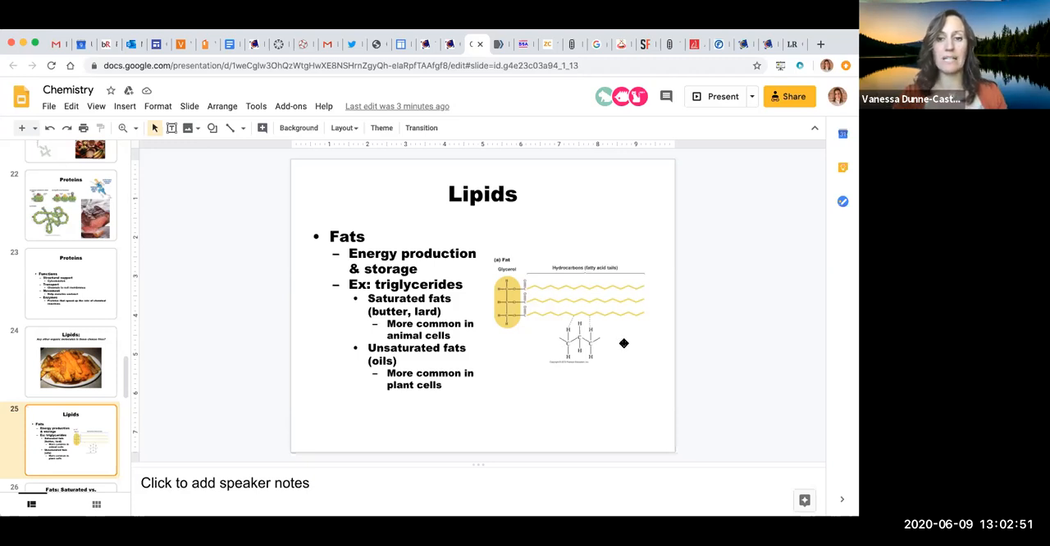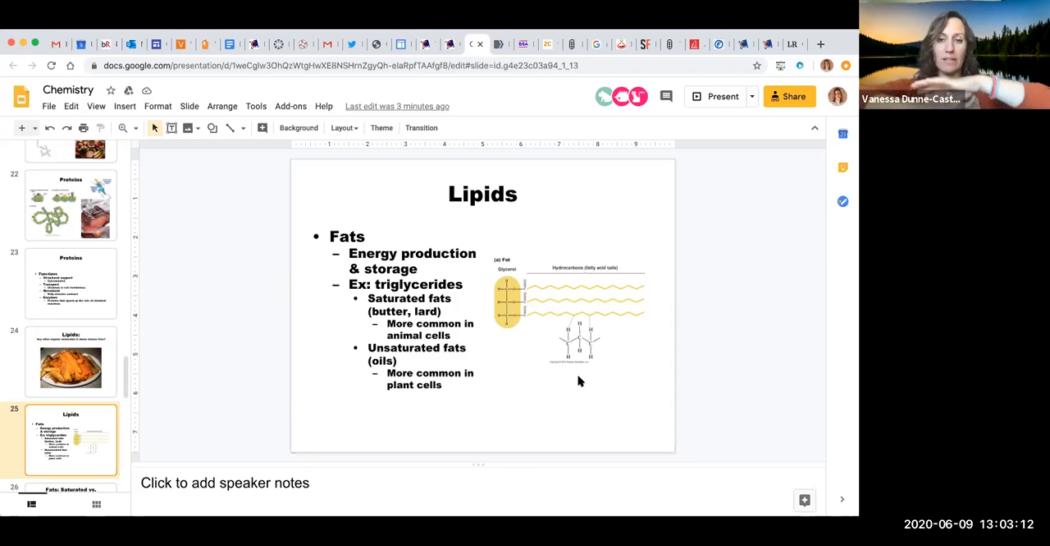Right now, what you're seeing is a picture of a fully saturated hydrocarbon. That means every carbon is bound to 2 hydrogens. But if those hydrogens are gone, if they're removed, then those carbons will be unsaturated, right? And if you have 2 carbons that are unsaturated next to each other, they form this double bond. It makes that lipid a little bit more solid, right?